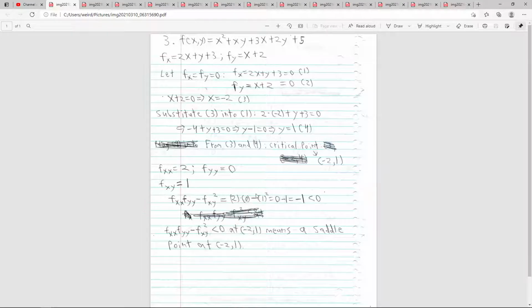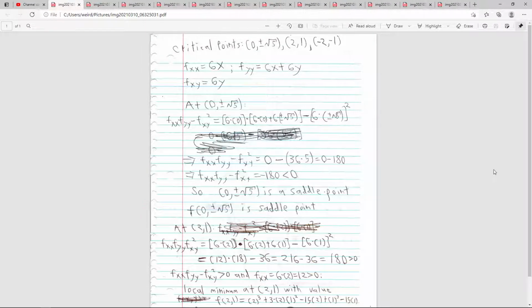And again, you have to do like the last one. You find your second partial derivatives, you solve for that and you get -1, and that's less than 0, so it's a negative discriminant, and that means a saddle point by default. I must always say saddle point at -2, 1, or you could say f of -2, 1, the point -2, 1 is a saddle point. That's all you do. Critical points.